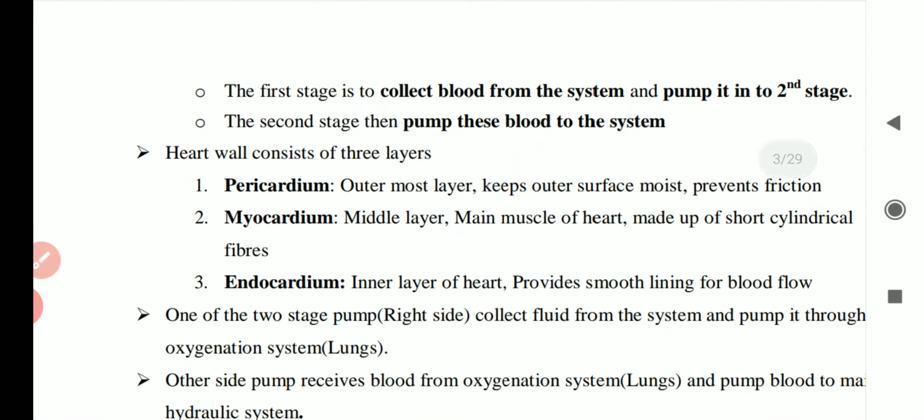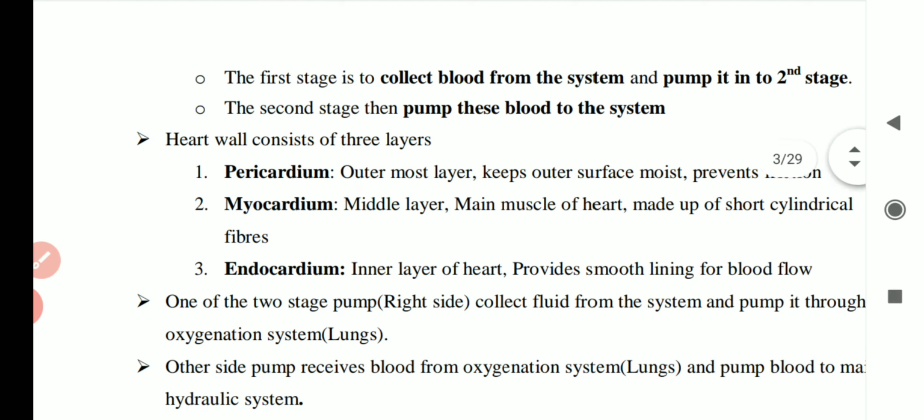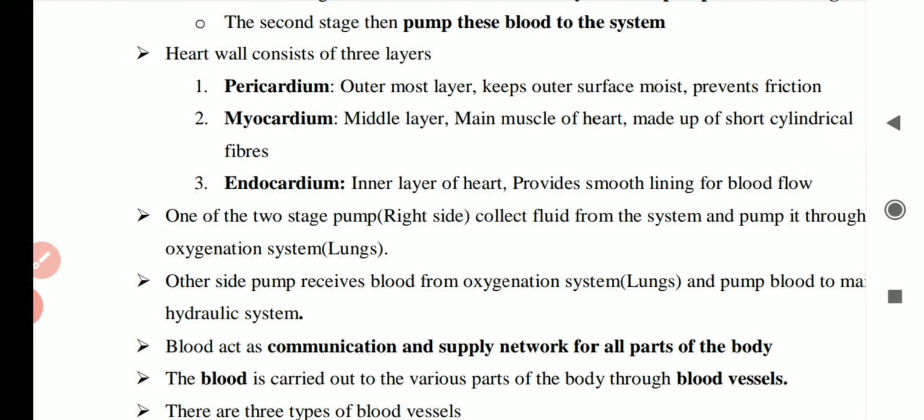The second stage then pumps this blood to the system. The blood first passes through the heart, then to the lungs, which purify it, and then it again passes through the heart and on to the other parts of the body. The structure of the heart wall consists of three layers: pericardium, myocardium, and endocardium. Pericardium is the outermost layer, keeps the outer surface moist and prevents friction when the heart pumps. Next is the myocardium, the middle layer. Third is the endocardium, the inner layer of the heart.